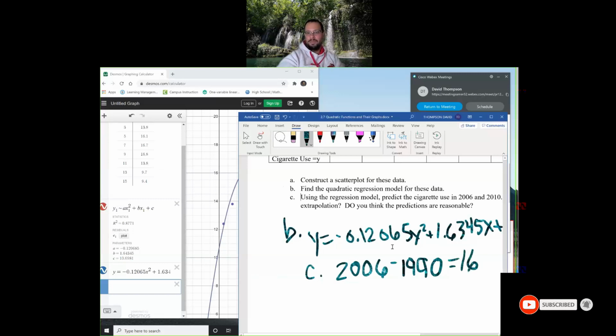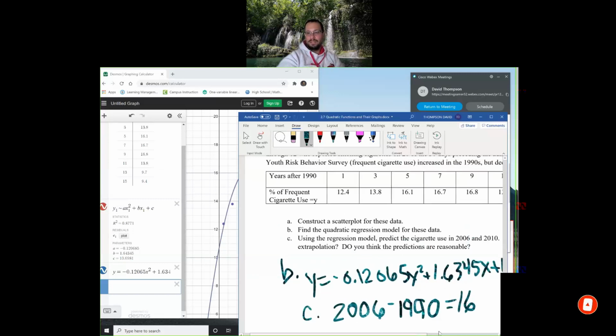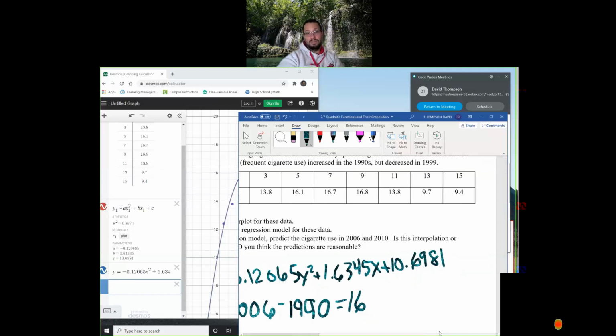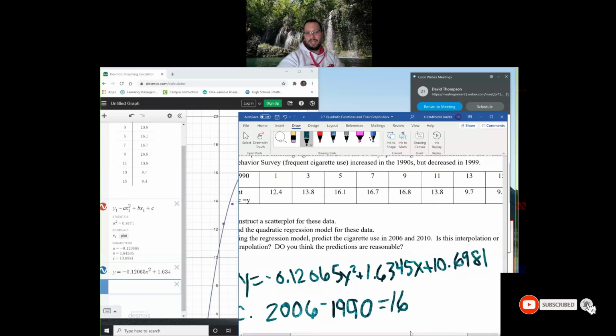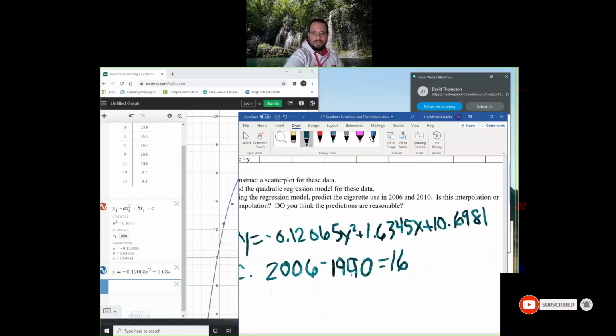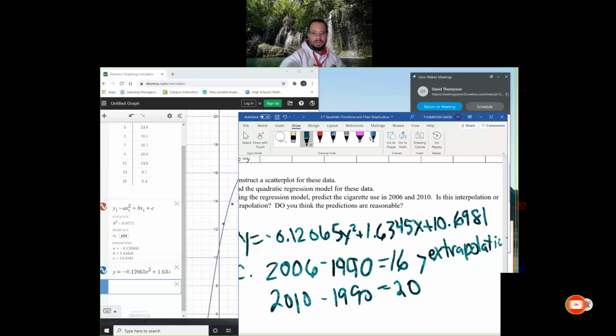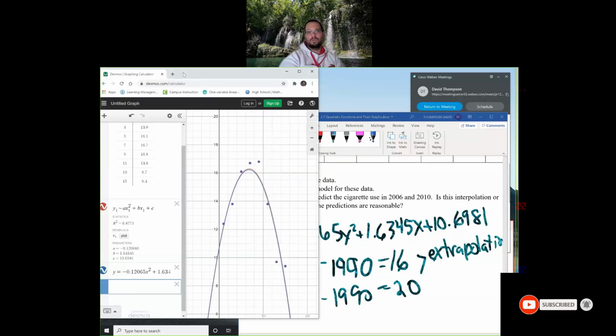And we can see from our original data set that the highest we go is 15. And then 2010 minus 1990 would be 20. So these both will be extrapolation because we're outside our known values. So now let's plug in and see what we actually end up with. So plugging in 16 and 20.